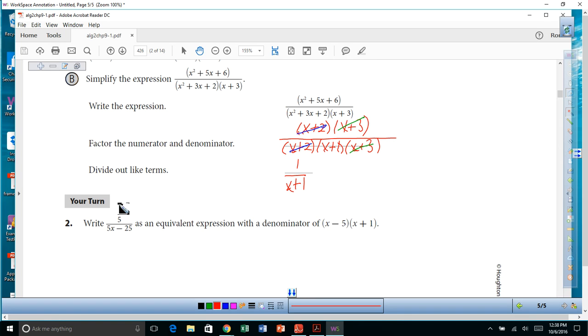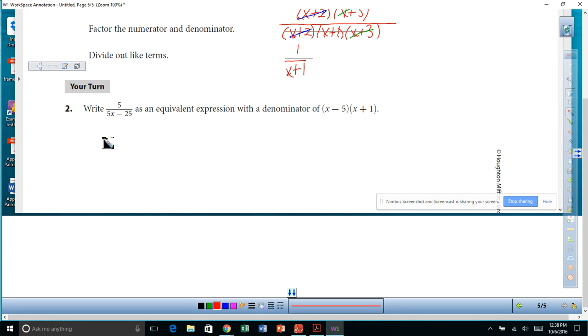Pretty cool. Write 5 over 5x minus 25 as an equivalent expression with a denominator of x minus 5 and x plus 1. So 5, can't do anything about that. This here, we can factor 5 out, and we've got x minus 5, right? Okay, so the 5s factor out, and you're left with 1 over x minus 5. Well, it wants an x plus 1 in the denominator as well, right? So we're going to have to put that in there.